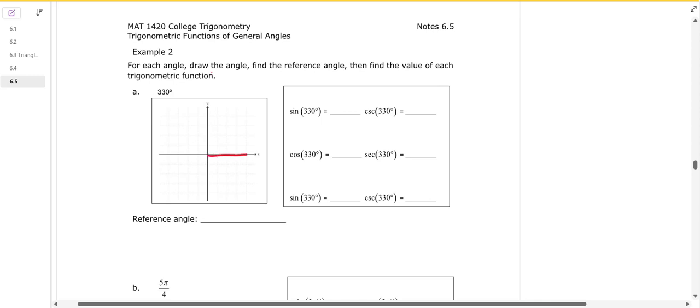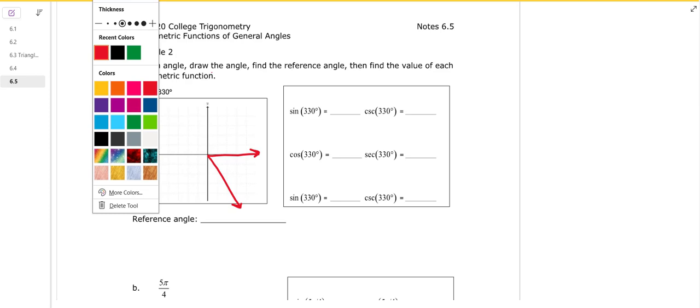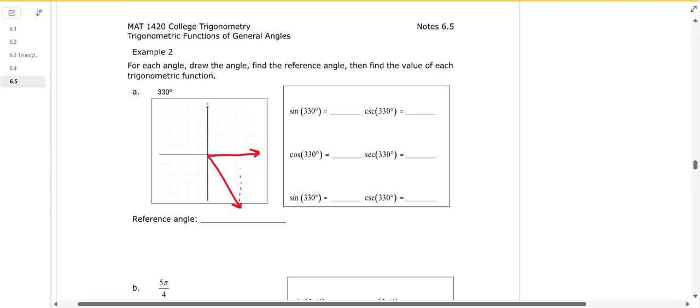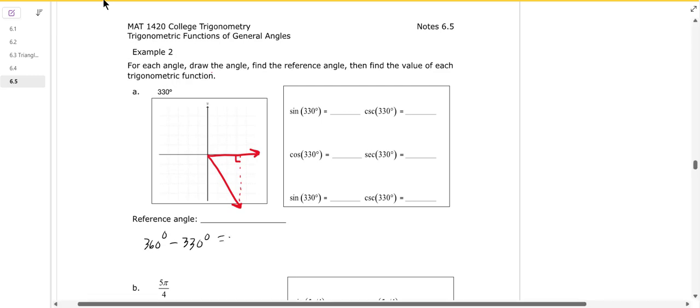So we'll go ahead and just sketch this. You know that you're in quadrant 4. Let me do a little bit better job of that. So it'll be, I guess, more like that. Okay, so we're going to find our reference angle by going straight up to the x-axis at a right angle. And again, what we would do is 360 degrees minus the 330 degrees to get a reference angle of 30 degrees.